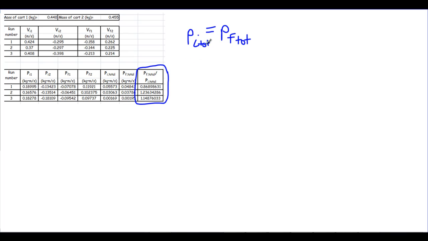My total initial momentum, this column right here, was obtained by taking my initial momentum from my first object and adding it to my initial momentum of my second object. So the initial momentum of object 1 plus the initial momentum of object 2. And my final total momentum, this column, was taken by adding up my final momentum of object 1 and my final momentum of object 2. So P final 1 plus P final 2.